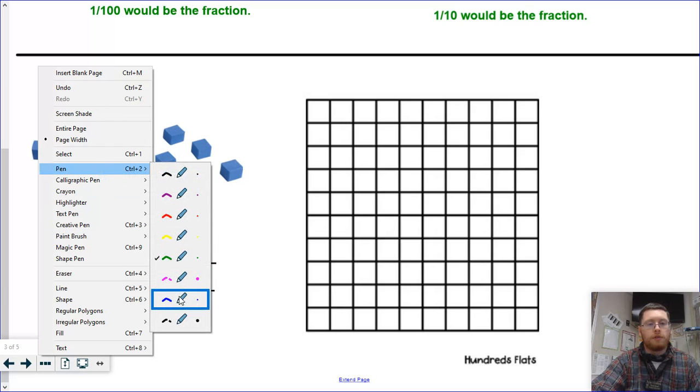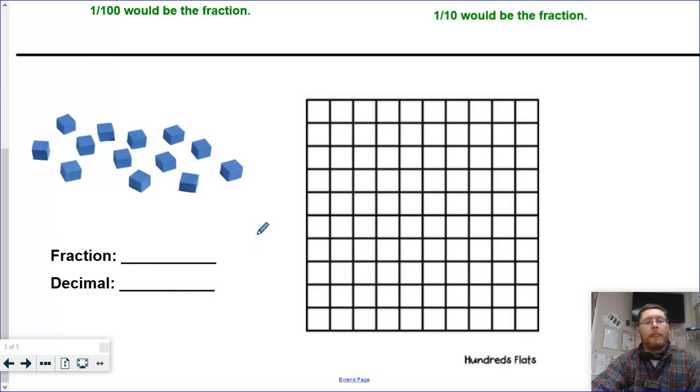I'm going to get my pen out. Let's do blue. First off, I'm going to count how many pieces I have, out of 100. So I have 1, 2, 3, 4, 5, 6, 7, 8, 9, 10, 11, 12, 13. So I have 13 pieces out of a total of 100.